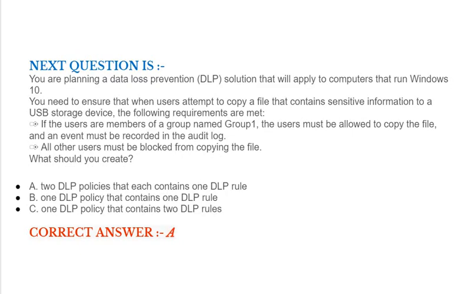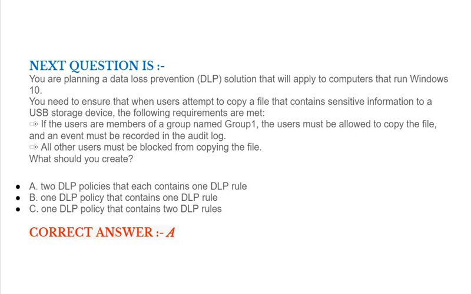Next question is, you are planning a data loss prevention DLP solution that will apply to computers that run Windows 10. You need to ensure that when users attempt to copy a file that contains sensitive information to a USB storage device, the following requirements are met. First, if the users are members of a group named Group 1, the users must be allowed to copy the file and an event must be recorded in the audit log. Second, all the users must be blocked from copying the file.